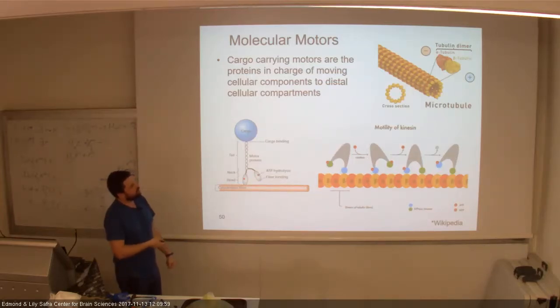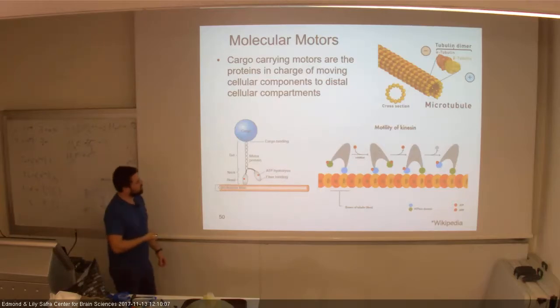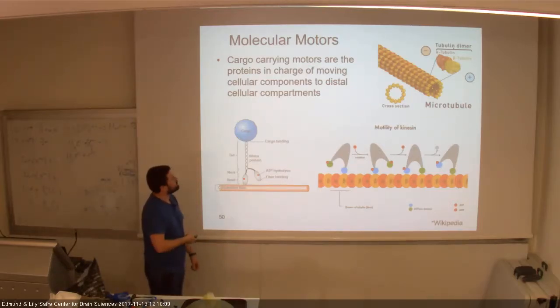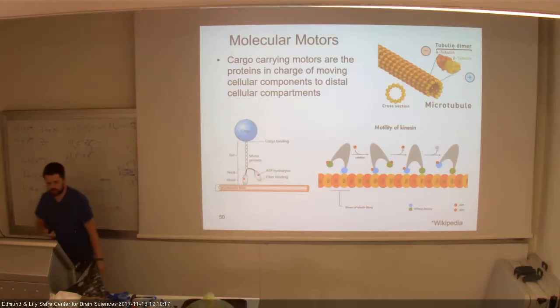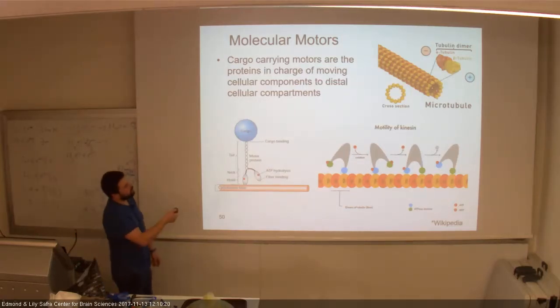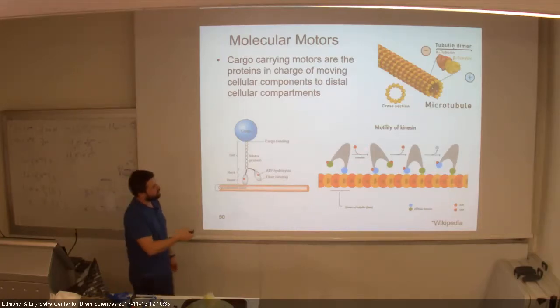But we can imagine these tubes as being the highways of the cells. These highways are walked on by special types of motor proteins. We divide them into two: one is called dynein and the other is called kinesin. Kinesin is a cargo protein that walks towards the positive pole, and dynein walks in the opposite direction. This is an illustration of how kinesin walks.